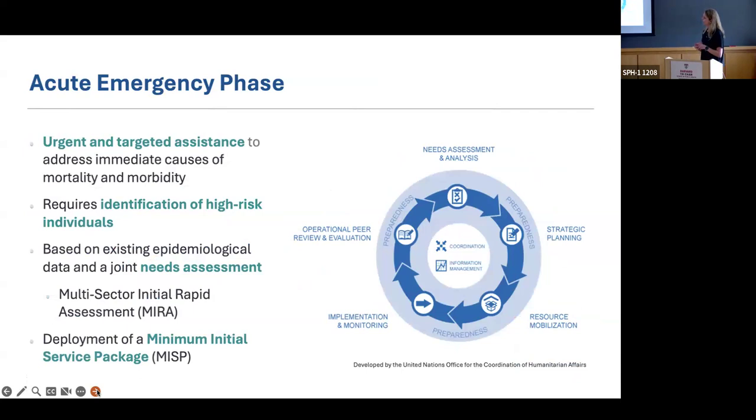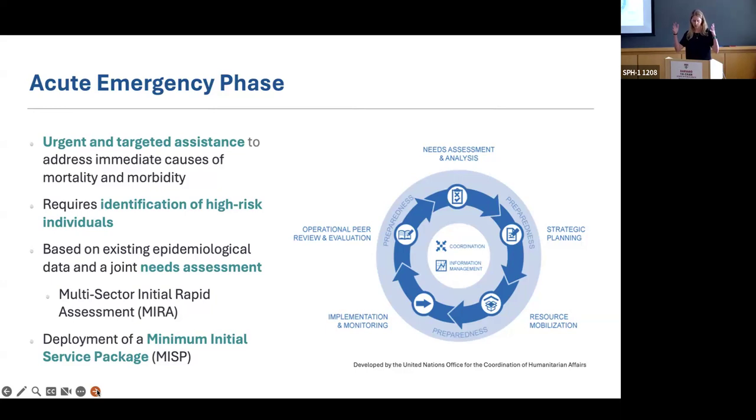That said, the acute emergency phase, depending on definition, some people say it's the first 3 months, others the first 6 months, but in the acute phase, urgent and targeted assistance is of course needed. You have to identify those at highest risk of immediate mortality and morbidity. That's often done based on existing epidemiological data and on a joint needs assessment.